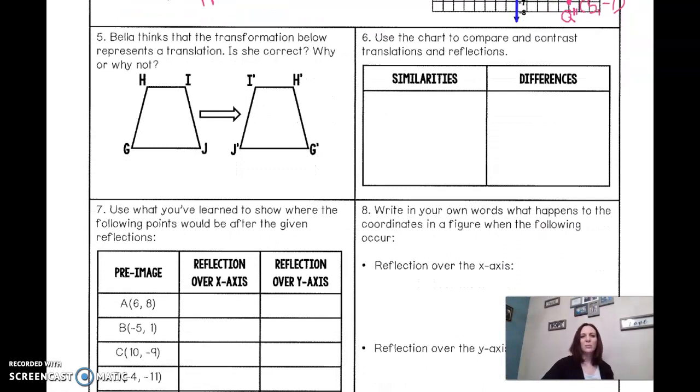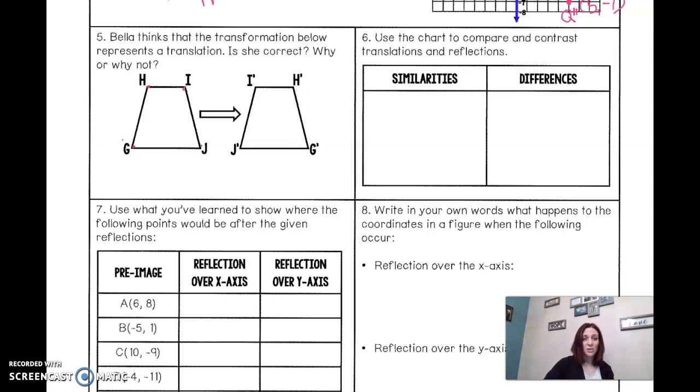Okay? So let's again focus on what's happening in reflection. Bella thinks that the transformation below represents a translation. Is she correct? Well, if you take this figure and you slide it over here, it sure looks like the same thing. But there's a problem, okay? Let's talk about orientation of our vertices. These are our vertices right here, right? G, H, I, J.